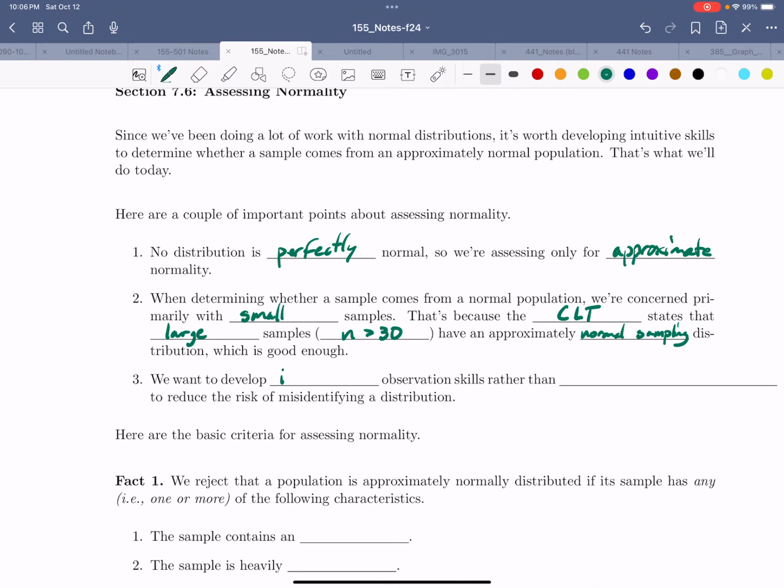What we're going to be doing here is developing an intuition rather than using strict formulas. There will be one minor mathematical thing we're going to check with QQ plots at the very end, but even then, it's very, very basic.